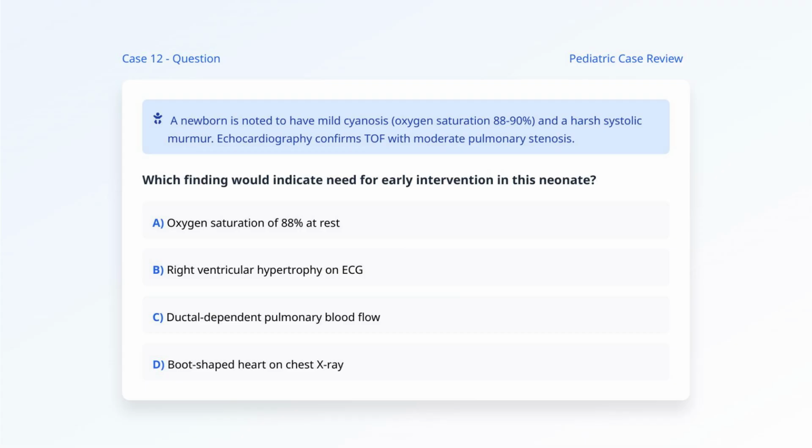Our 12th case involves a newborn noted to have mild cyanosis with oxygen saturation 88 to 90% and a harsh systolic murmur. Echocardiography confirms TOF with moderate pulmonary stenosis. Which finding would indicate need for early intervention in this neonate? Is it A. Oxygen saturation of 88% at rest, B. Right ventricular hypertrophy on ECG, C. Ductal-dependent pulmonary blood flow, or D. Boot-shaped heart on chest X-ray?